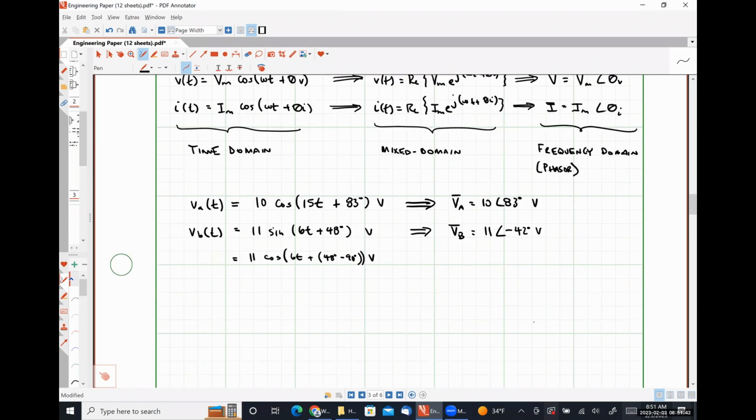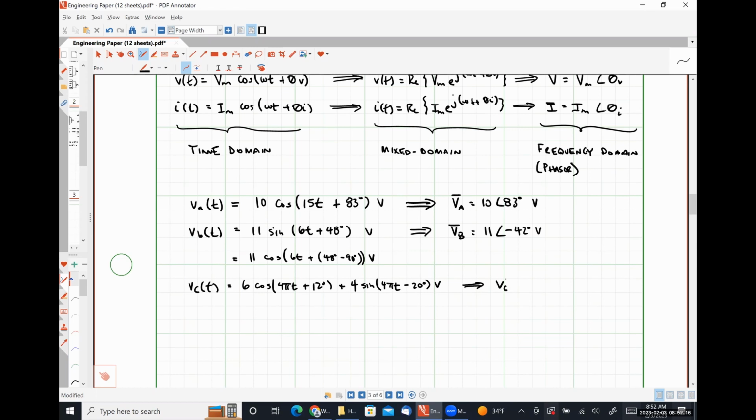The hardest possible thing would be something like this, right? Let's say that we have 6 cosine 4 pi t plus 12 degrees plus 4 sine 4 pi t minus 20 degrees volts.